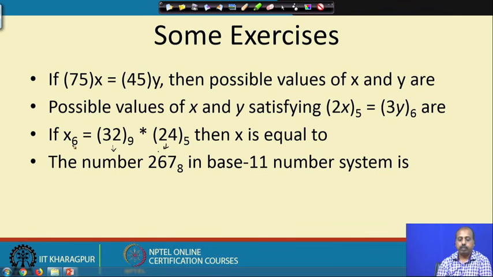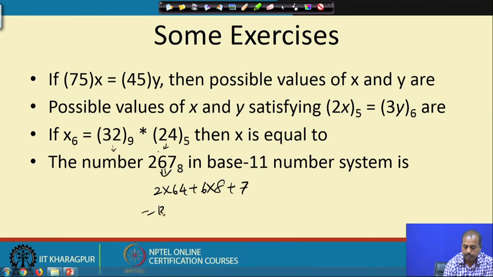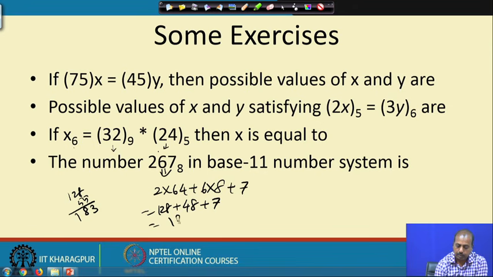Then the fourth one, this 267 to the base 8 in the base 11 number system. So, first of all, this 267 to the base 8 has to be converted into the decimal number system. So, this is 2 into 64 plus 6 into 8 plus 7. So, that is 128 plus 48 plus 7, which is 55. So, 128 plus 55 is 183. So, we get 183.